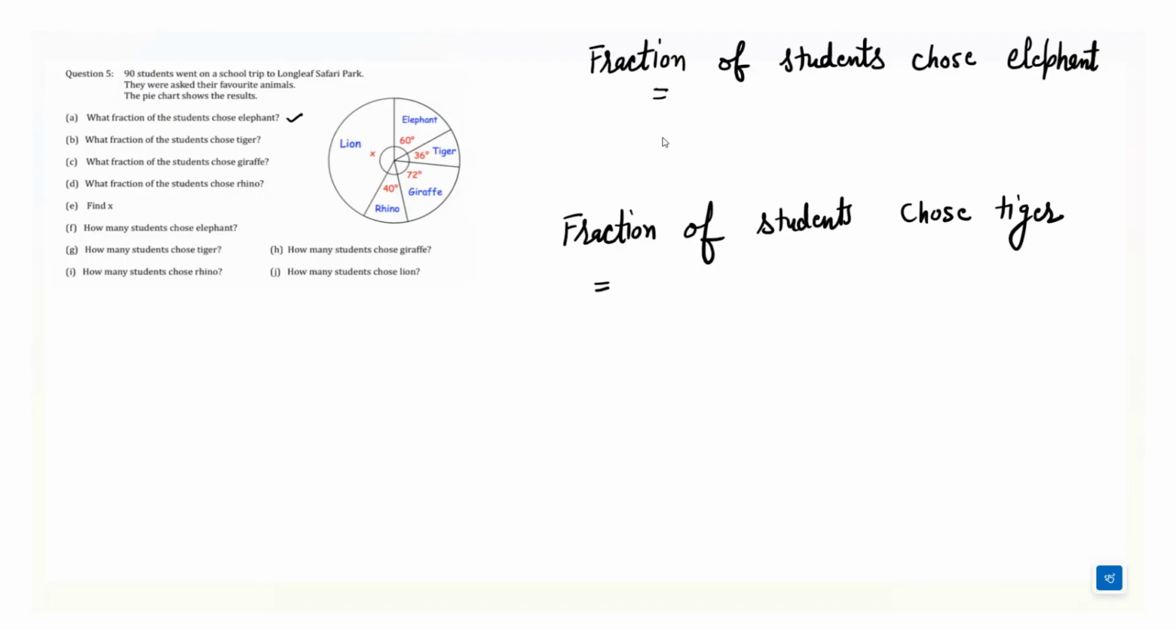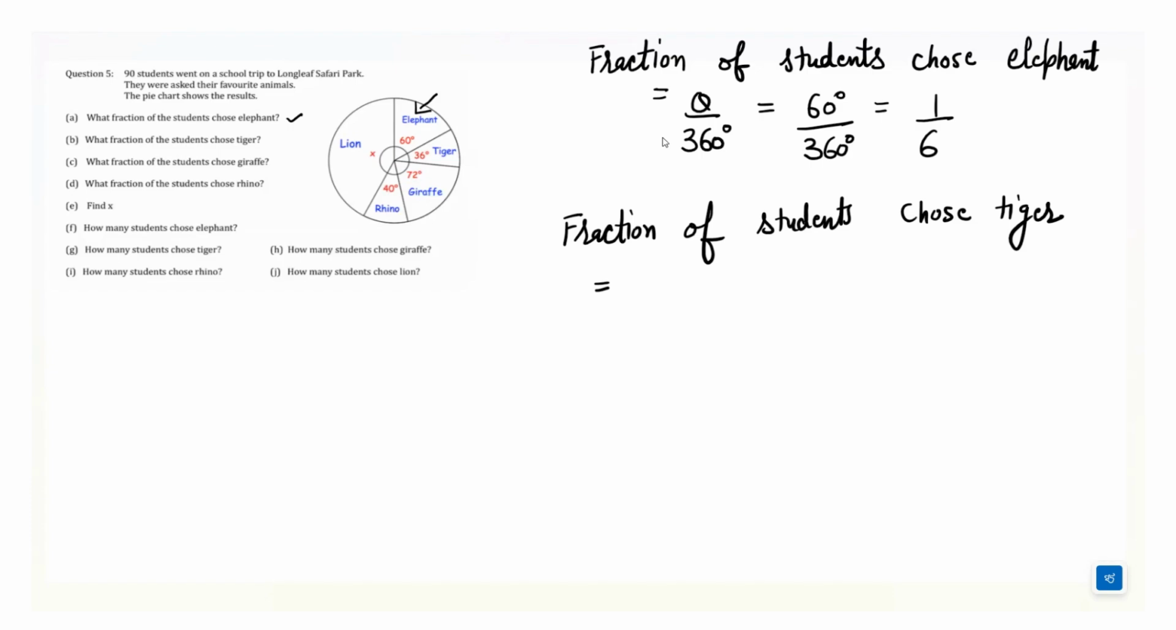So if we have to find out the fraction of students who choose elephant, or the fraction of anything in the pie chart, we have to use the formula which is theta over 360 degree. Now, from the pie chart, we will see what value of angle they have given us for choosing the elephant. So that's 60 degree. So we'll put it here 60 degree over 360 degree. If you simplify it, you will get it equals to 1 over 6.